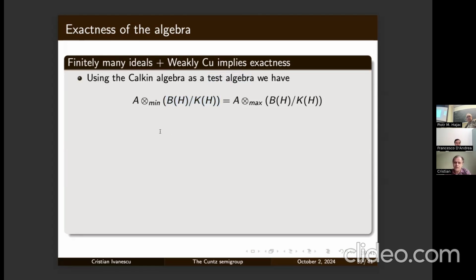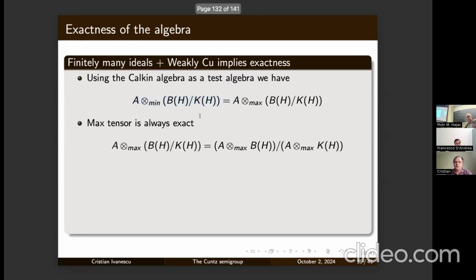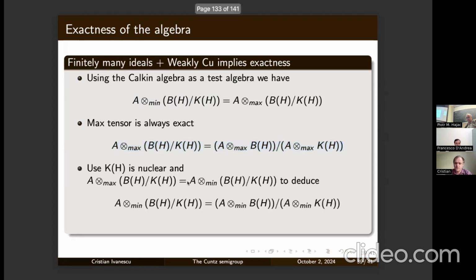And now, if I assume that A is weakly Q, that means I have this isomorphism of minimal and maximal tensor product with B of H quotient by K of H, the Calkin algebra. And now we know that the maximal tensor product is always exact. So that means I do have this property, and the key is to obtain the same isomorphism we see here with the minimal tensor product, because now, thanks to Kirchberg, we know that that is equivalent to A being an exact C*-algebra. And indeed, we can show that.